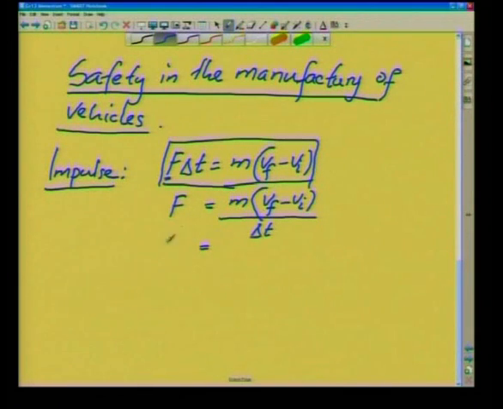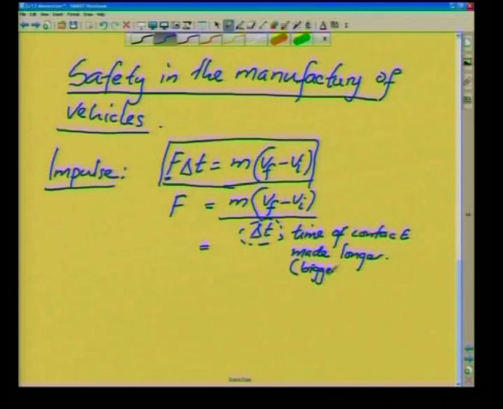Now, in modern cars, they use this understanding such that if we make the time of contact, which is this time here, longer, it means we are dividing this whole thing by a bigger number. And if you're dividing by a bigger number in a fraction, you're making that fraction smaller. So if this time is made bigger, you are actually making the force smaller. Okay? And how do they do that?